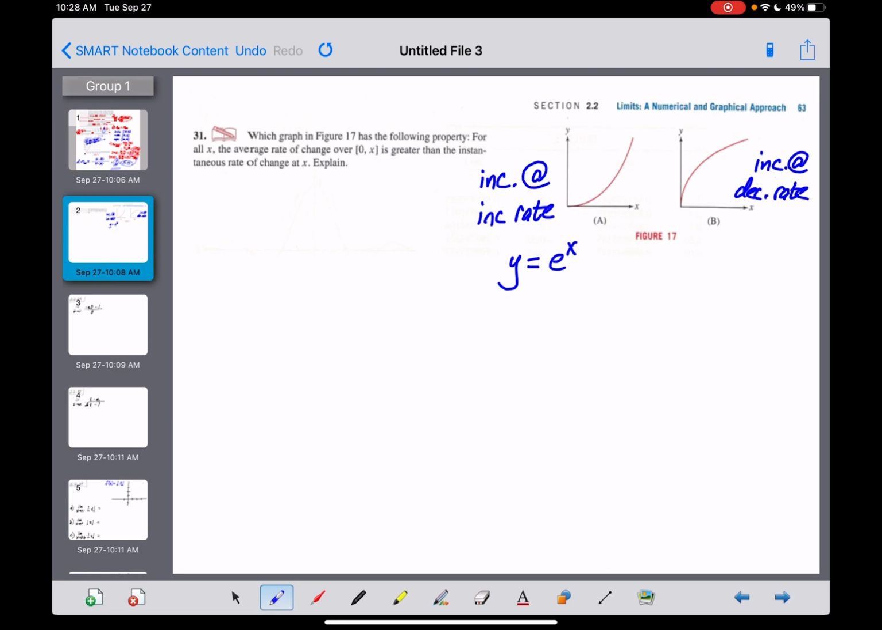We would say that this is increasing at a decreasing rate, and an example of that might be something like a logarithmic function, y is equal to natural log of x. Now, none of that is really important right here. In fact, I'm going to undo everything I just wrote, and let's try to actually answer the question.